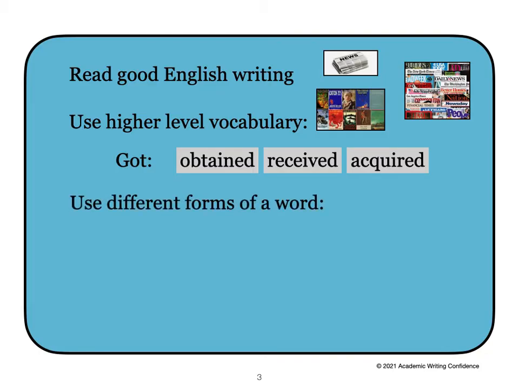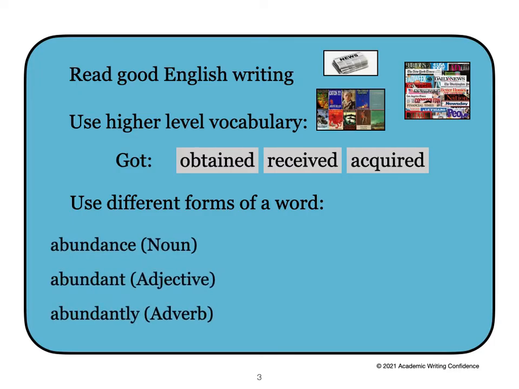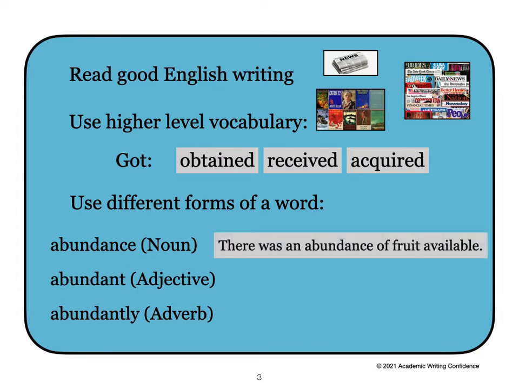Also, learn how to use different forms of a word. Here's an example. Abundance is the noun form of this word. Abundant is the adjective form, and abundantly is the adverb form. I will put these words into a sentence so you can see the difference and how you can use these. There was an abundance of fruit available. Now, this is how you would use the noun form in a sentence.